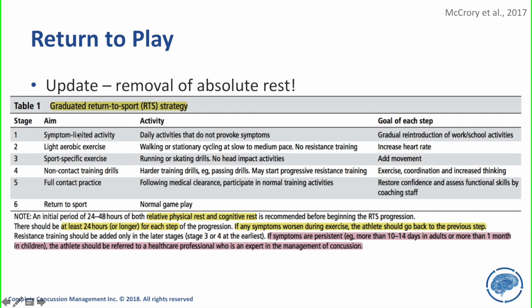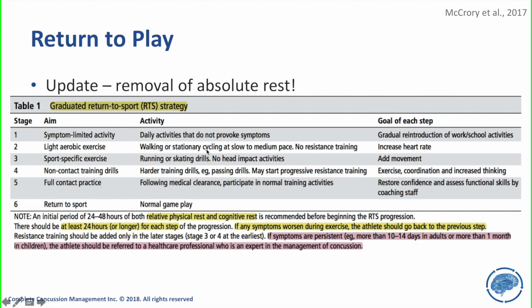So they're going to do again symptom limited activity is stage 1, daily activities that do not provoke symptoms. Stage 2 is light aerobic exercise. So I usually bring them into the clinic for this. We do the Buffalo treadmill test for those that are familiar with it. We'll bring them in and run the Buffalo treadmill test at this stage so that it's monitored. We put a heart rate monitor on them and see how they respond to increasing physiologic load, seeing how their blood flow mechanisms are, because if we're going to return them to sport, we want to make sure that their blood flow mechanisms are there and they're not going to be provoking symptoms, making themselves worse. So we'll bring them in for the Buffalo treadmill test.